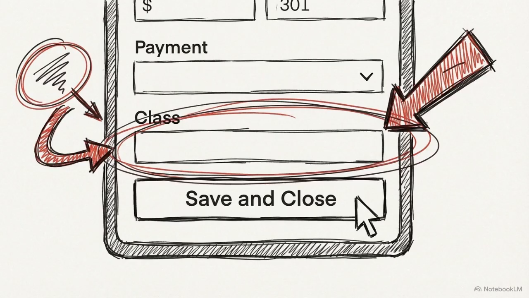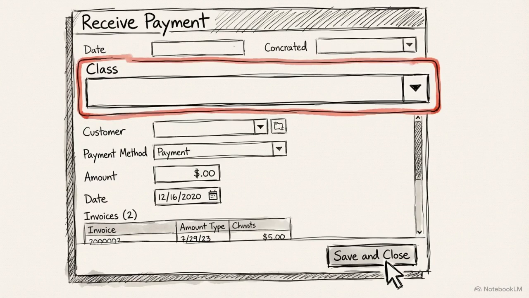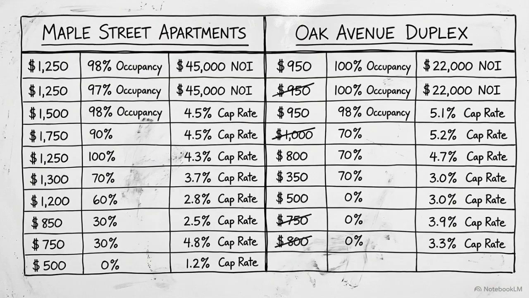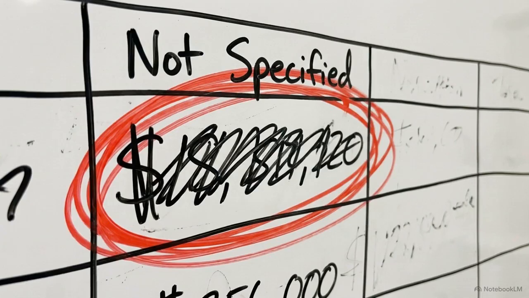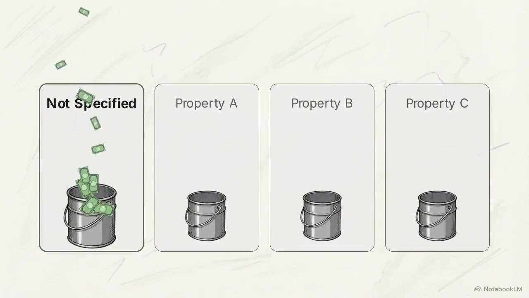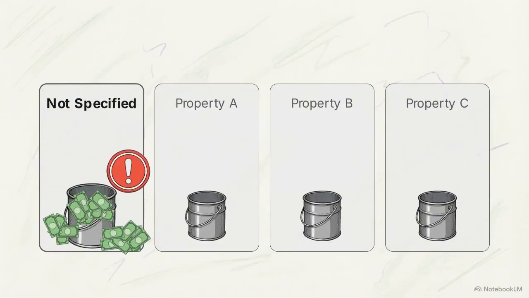Here is the critical failure point in this process. When logging that payment, it is incredibly easy to forget to manually tag the specific property class. This report shows a profit and loss by class in QuickBooks. Because of that single missed click, you can see a massive financial balance stuck here in the not specified column. The revenue landed in a generalized bucket instead of the correct property column.